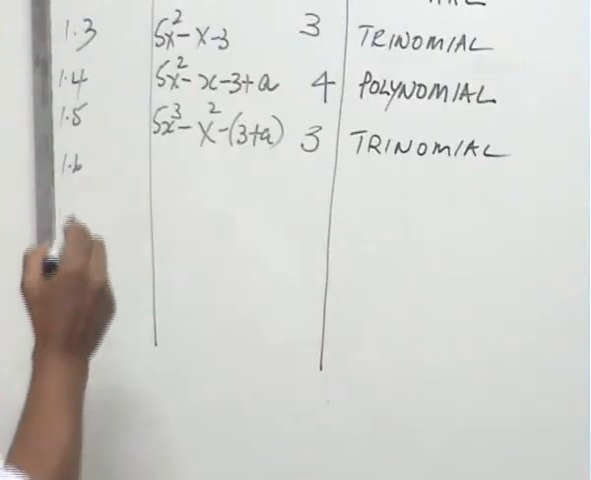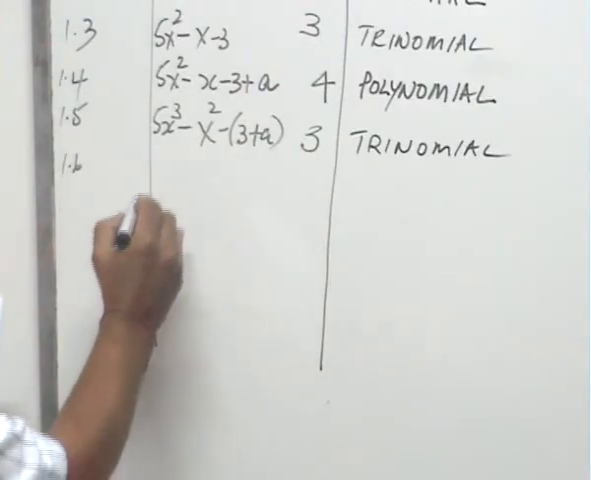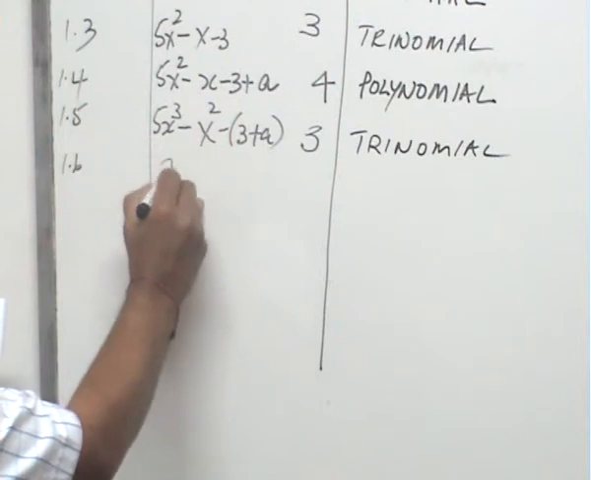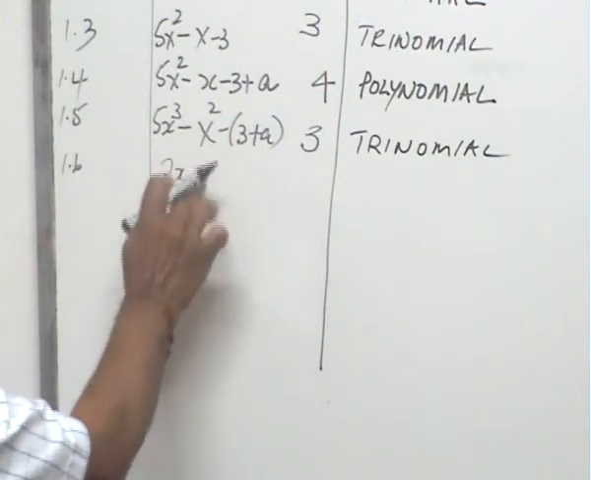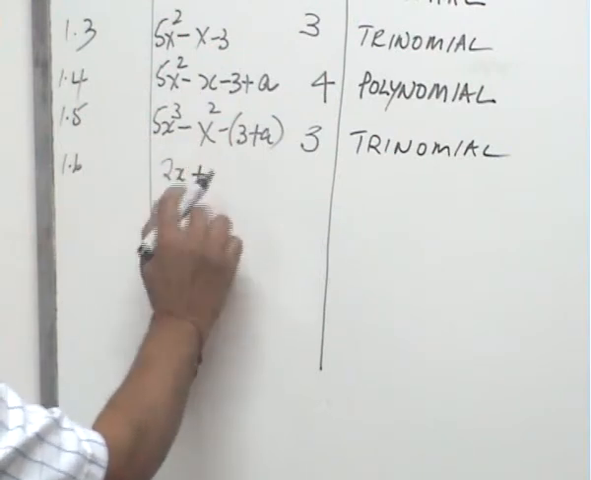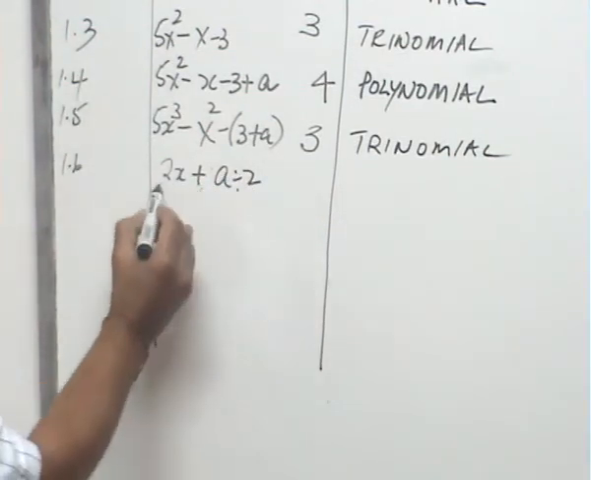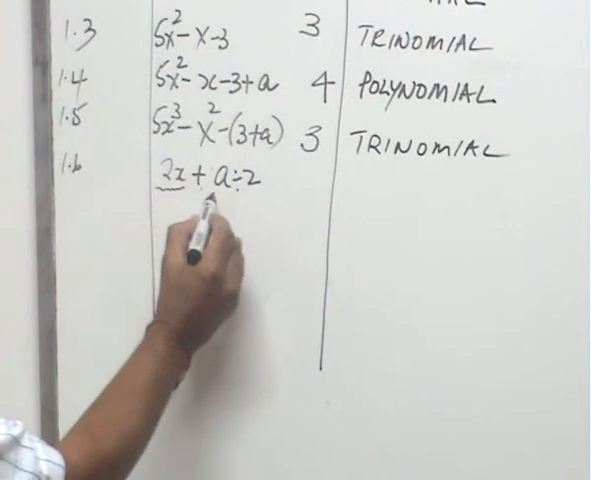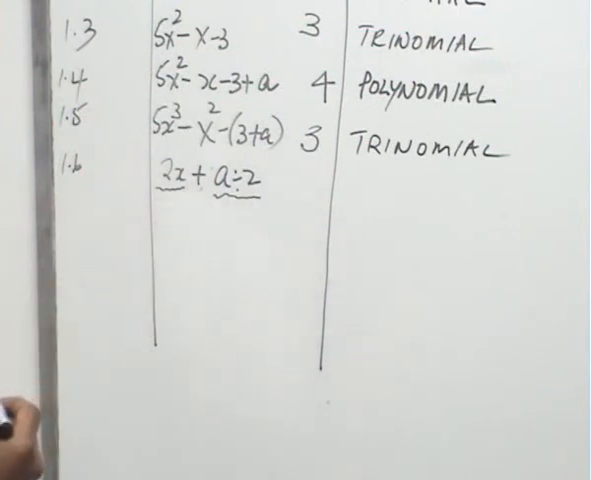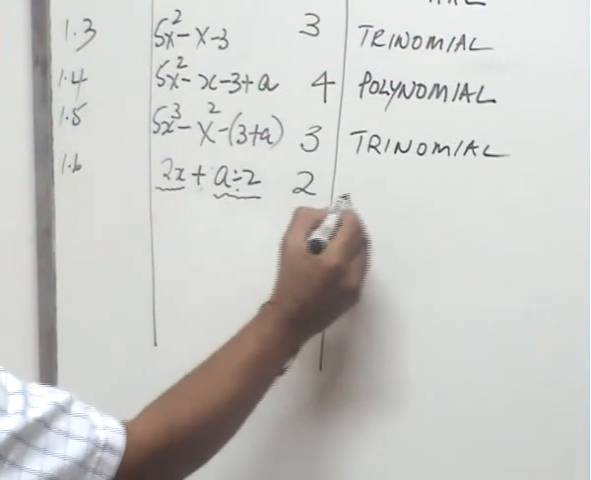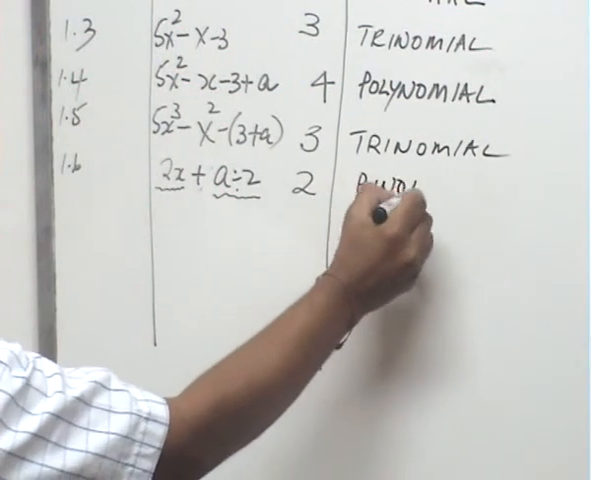1.6, the question was 2x plus a divided by 2. So this 2x is one term and a divided by 2 is another term. So there's two terms here, number of terms to binomial.